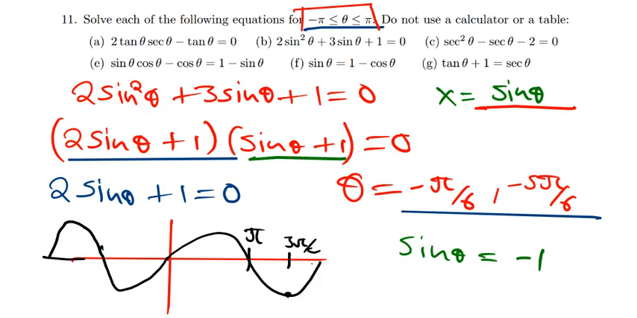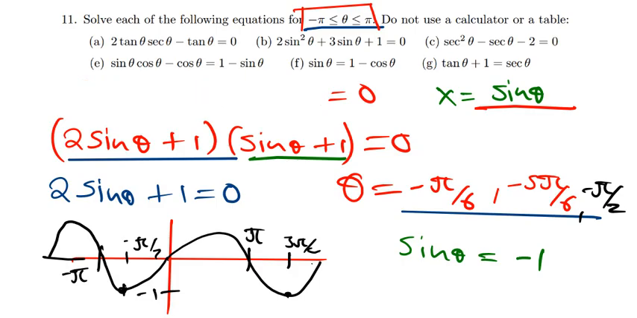So this is going to be negative pi, this is going to be negative pi over 2. So negative 5 pi over 2 is going to give us a negative 1 value as well. So we'll add it to the solutions that satisfy the whole equation. And that's it for this question: 3 solutions.